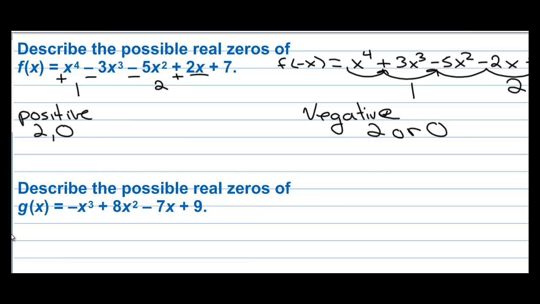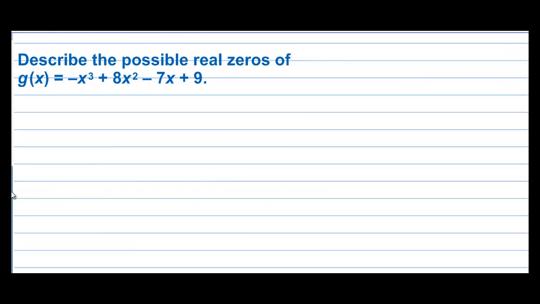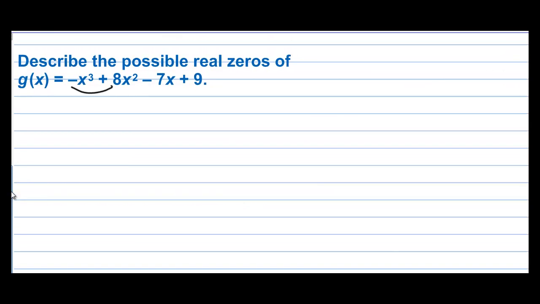Describe the possible real zeros of g of x. 1 sign change, 2 sign changes, 3 sign changes. So the number of positive zeros is 3 or 1. And then if we reduce 1 by 2, we get negative 1, and that can't be.